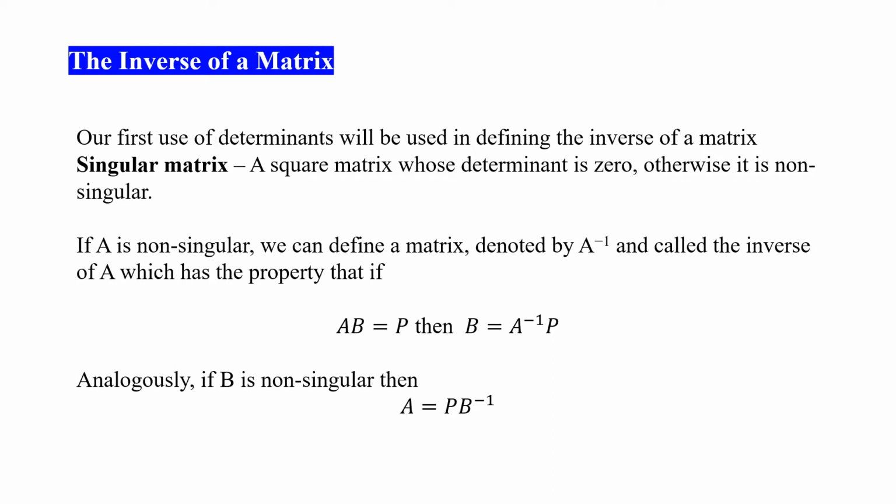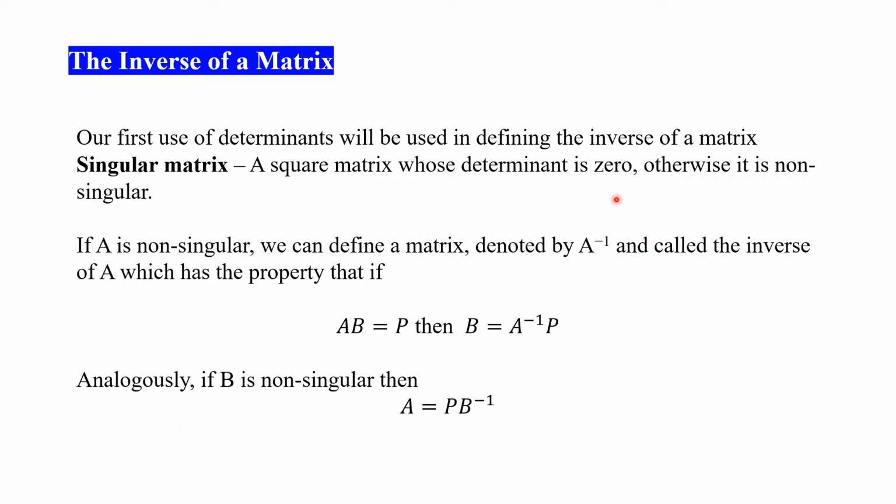If, for example, your matrix A is non-singular, that is, the determinant is not equal to zero, then we can define a matrix denoted by A negative 1, called the inverse of A, which has the property that if A times B is equal to P, then B is equal to the inverse of A times P. Analogously, if B is non-singular, then A is equal to P times the inverse of B. Take note here that only matrices which are non-singular have an inverse.